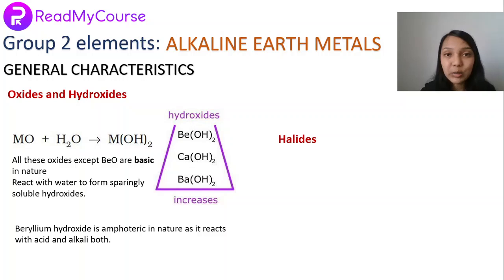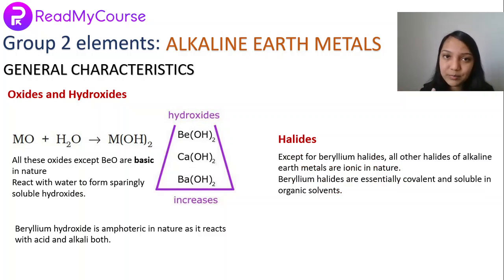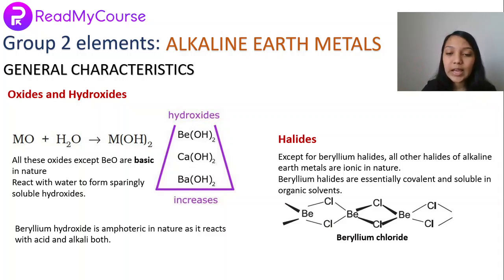Fine. Talking about the halides, we just discussed the reaction of these metals with halogens, right? Except for beryllium halides, all the other halides are ionic in nature. Yes, beryllium forms covalent halides. Fine. Beryllium halides are essentially covalent and they are soluble in organic solvents. Yes, and they have polarizing power as well. And this is how the structure of beryllium chloride looks, and we can easily see the covalent bonding, right? Beryllium chloride is nothing but a beryllium halide, right? Chlorine is a halogen, and we can say it's not an ionic bond at all, it's a covalent bond between the beryllium and chlorine atoms. Fine.